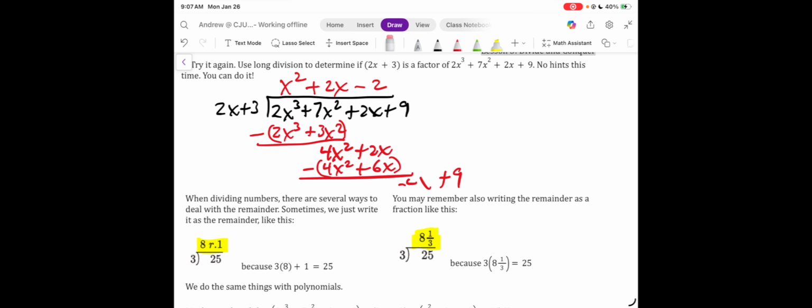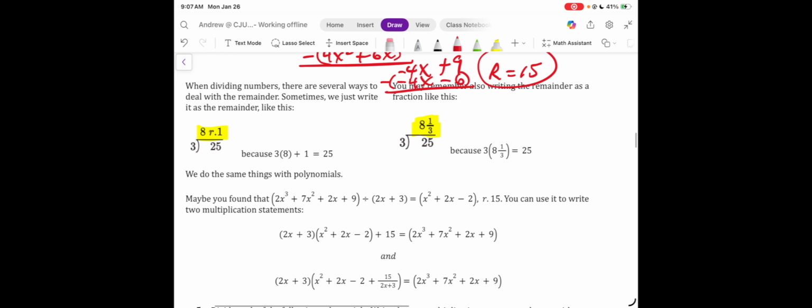Negative 4x minus 6. Oh, there we go. And the remainder is 9 plus 6. So the remainder is 15. Okay, sorry about that.